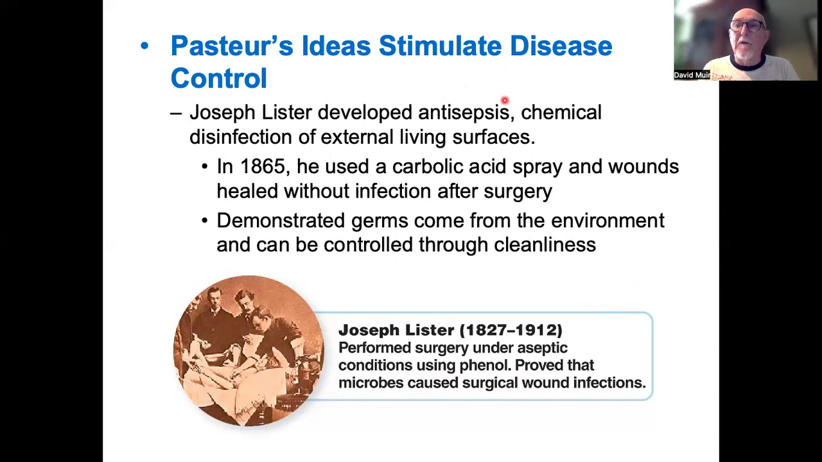He operated in small rooms, which he filled with a fog of carbolic acid, phenol. A very, very unpleasant working environment and very dangerous for the clinical workers who operated in it. But they didn't yet know about things like wearing masks. Here he is operating in his operating room.